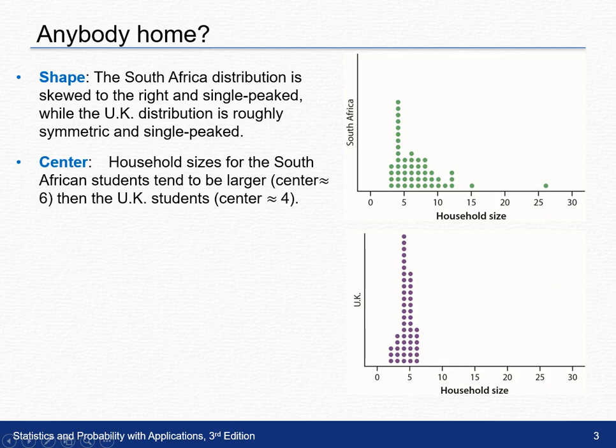The center of the household sizes for South African students tends to be a little bit higher. There tends to be about 6 people living in a household, whereas in the UK it's a little bit lower, with 4 people living in the household.